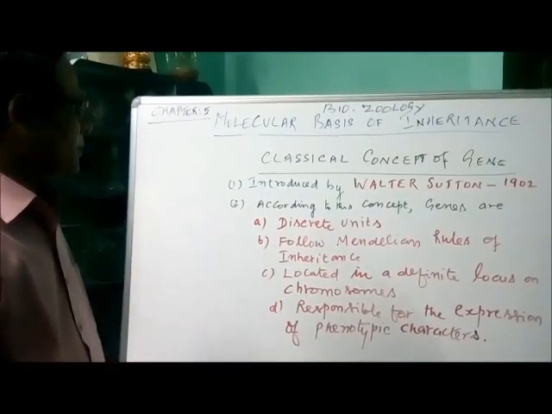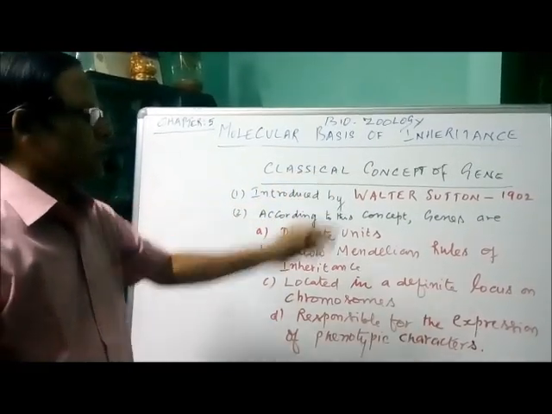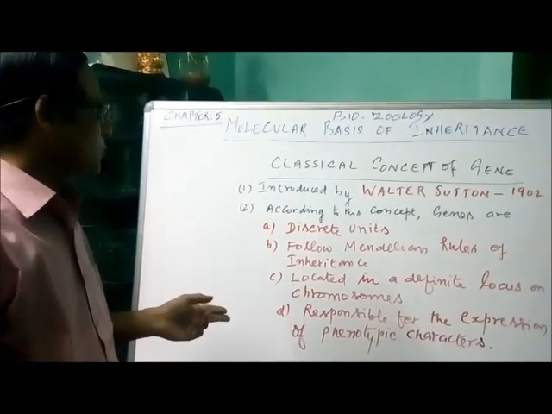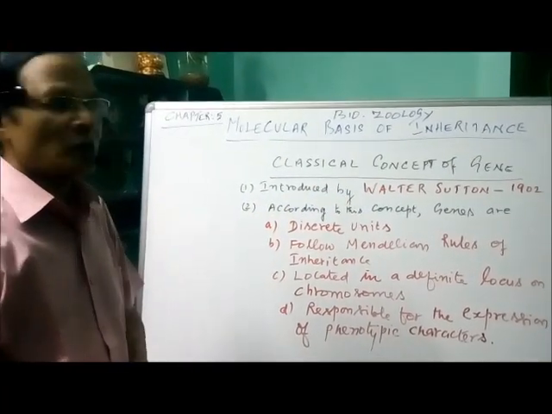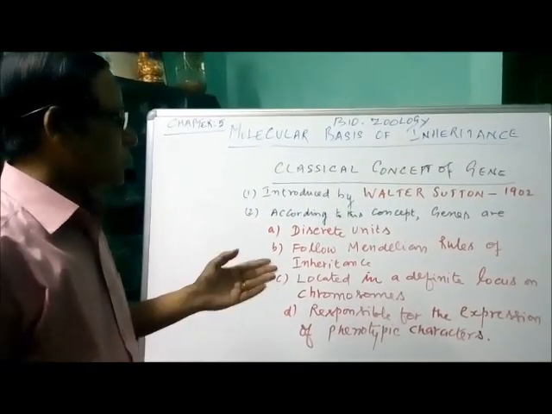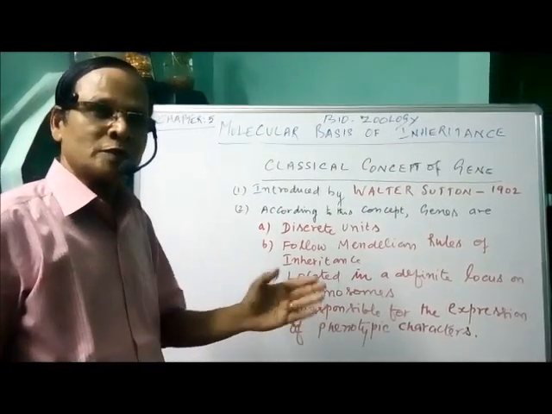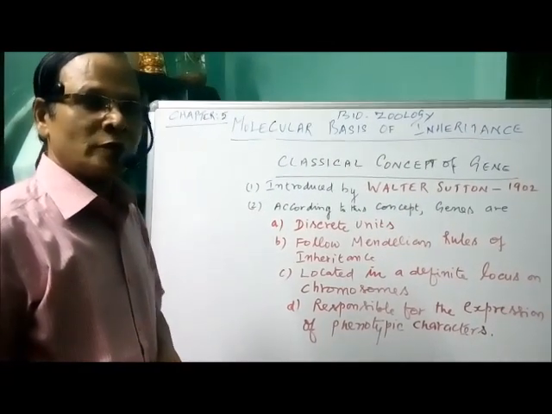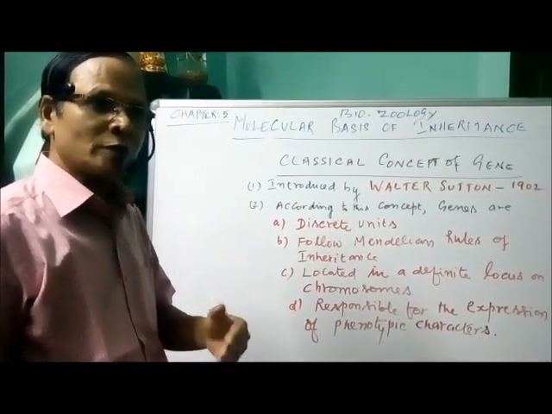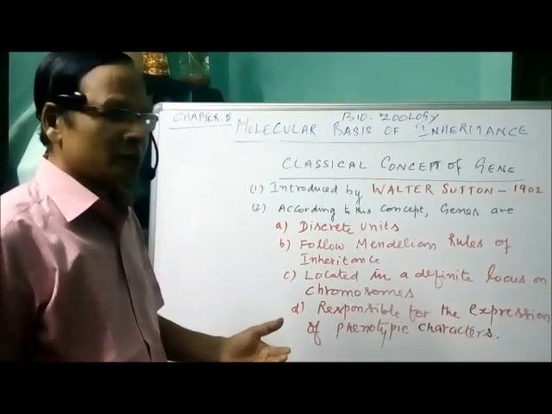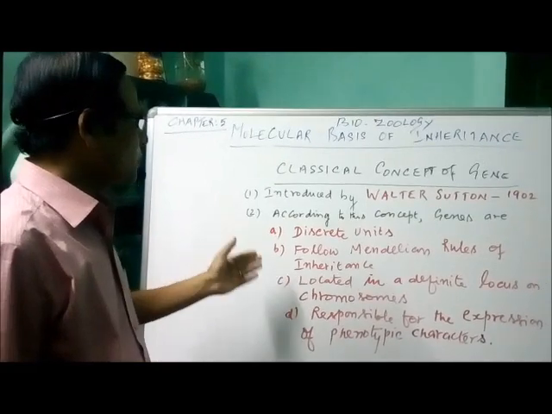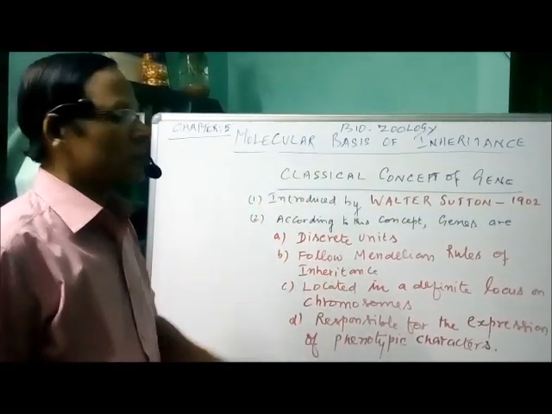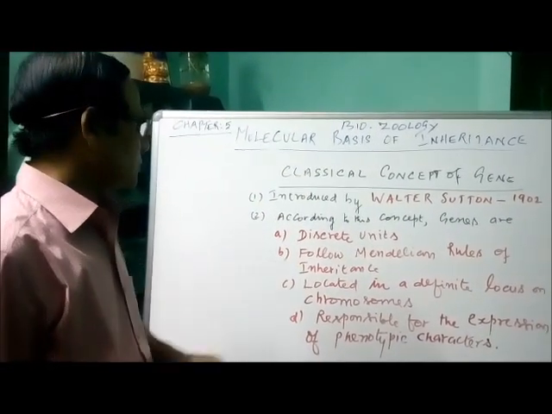I want to explain the classical concept of gene. This concept was introduced by Walter Sutton in 1902. Sutton and Boveri proposed the chromosomal basis of inheritance. We have that lesson in botany, so let us discuss it later. He introduced the classical concept of gene in 1902.